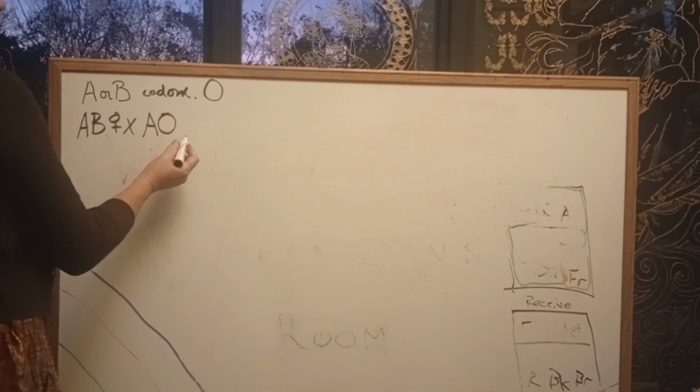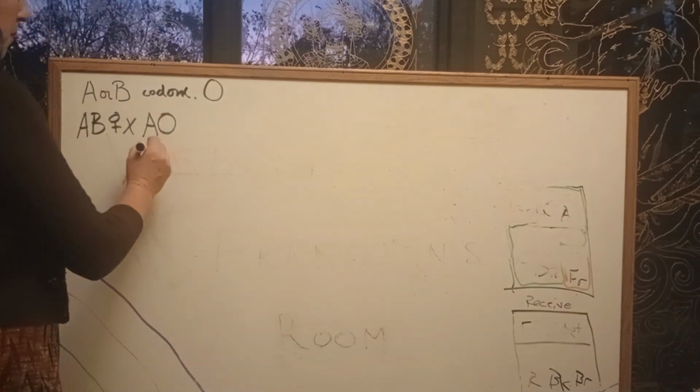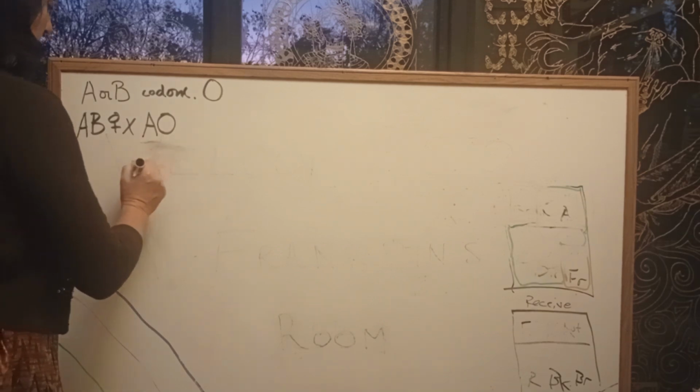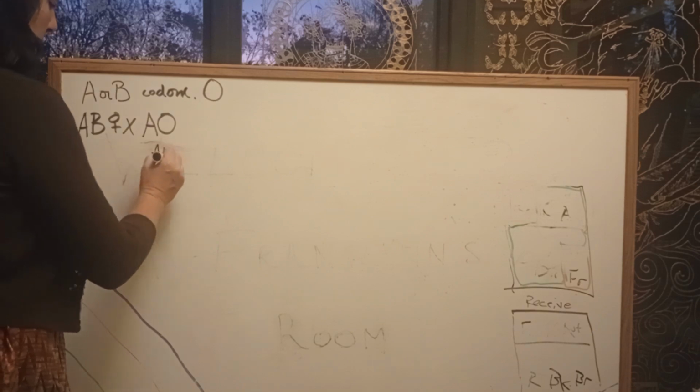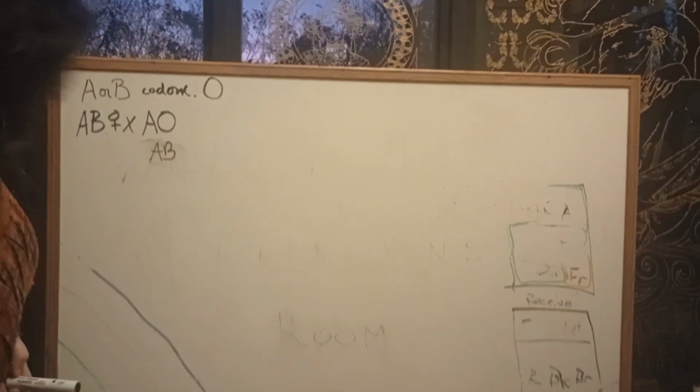So if you're AO, your blood type is considered A. Same thing if you're BO, your blood type is B. And if your alleles are AB, your blood type is AB. You describe them both as that.